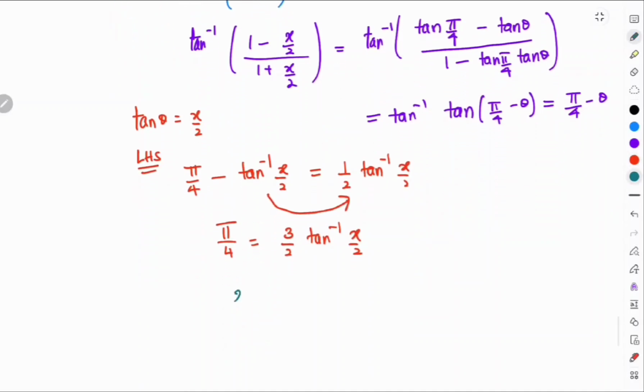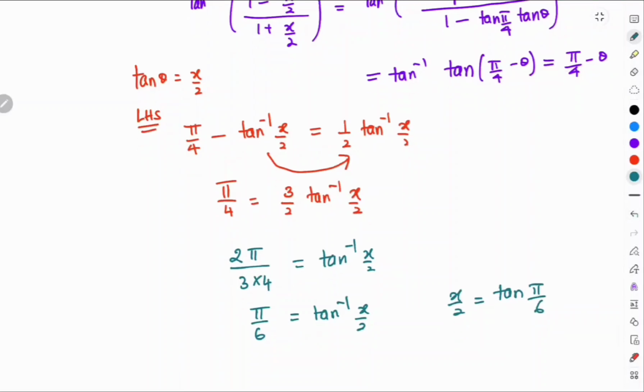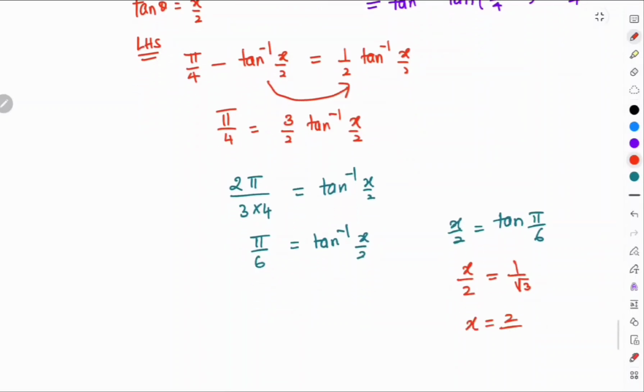So which is nothing but 2 pi by 3 into 4 is equal to tan inverse x by 2. So you can cancel, which is pi by 6 is equal to tan inverse x by 2. So x by 2 is equal to tan of pi by 6. So tan pi by 6 is nothing but 1 by root 3. So you get x is equal to 2 by root 3. For the value of x is equal to 2 by root 3, it is going to get solved.